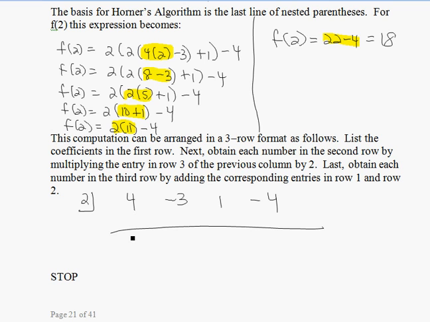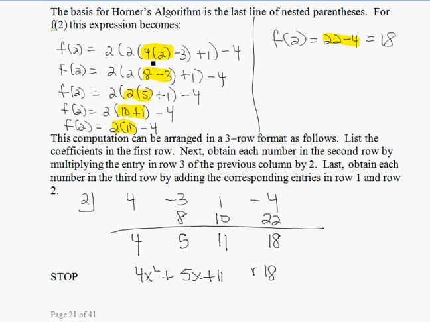Okay, first thing in synthetic division, I bring the 4 down. I do 2 times 4, which is equal to 8. I do 8 minus 3, which is 5. 2 times 5, which is 10. I add 1 to it, I get 11. 2 times 11 is 22. 22 minus 4 is 18. My result is 4x squared plus 5x plus 11 with a remainder of 18.